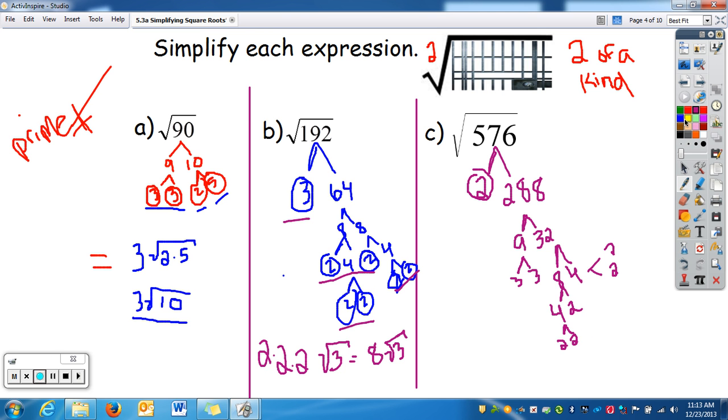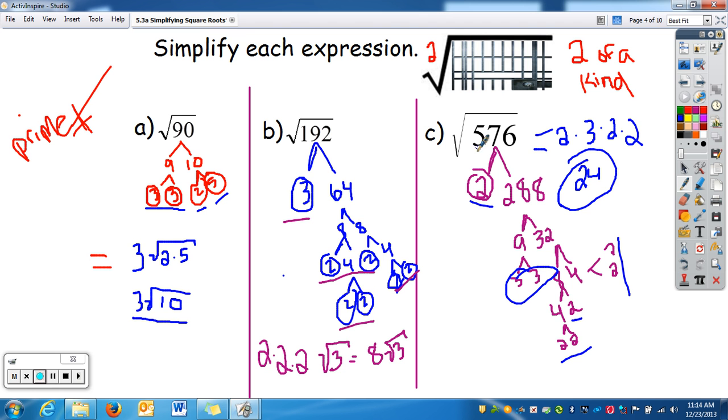Alright. To save time, I'm just not going to circle everything. So I have a pair of 3s. I have a pair of 2s. A pair of 2s. And then I have another pair of 2s here. So notice everything has a pair. So then my answer is 2 times 3 times 2 times 2. And I don't use the root because nothing's left inside. If you don't have a need for the jail, you don't have one. So you go 2 times 3 is 6 times 4. My answer is 24. Which makes 576 a perfect square. When it comes out even, it's a perfect square.